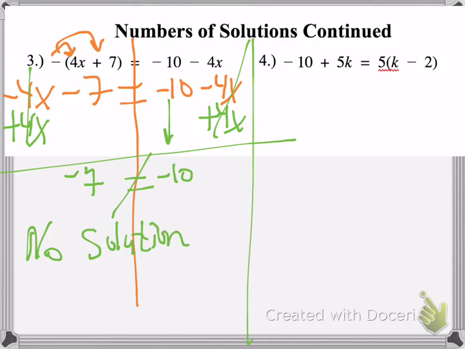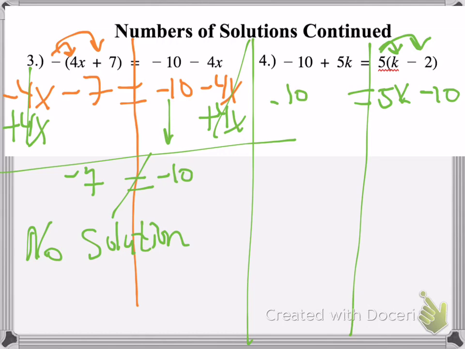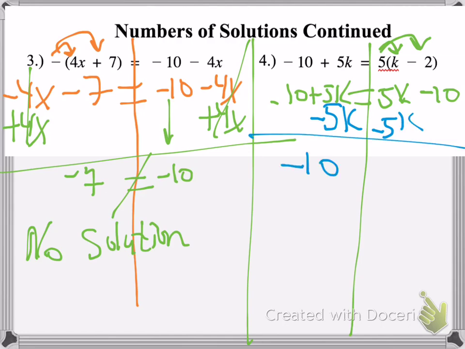Second question, we're going to distribute like we started last time. So distribute 5k. 5 times negative 2 is negative 10. We have negative 10 plus 5k. Now I'm going to deal with the variables like we've been doing. So I have plus 5k, so I'm going to subtract 5k from this side, which means I have to also do it from the other side. Both sides.